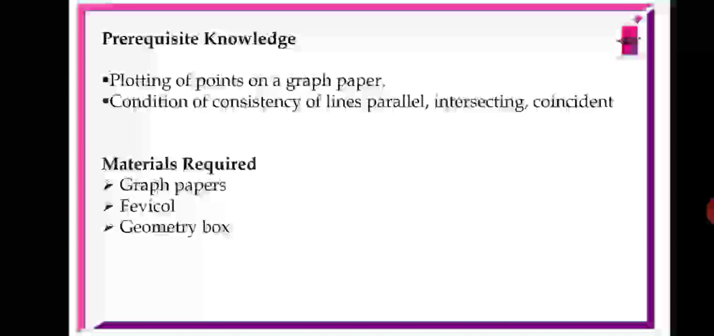The prerequisite knowledge you should have before doing this activity is, you should know how to plot points on a graph paper, and you should know consistency of lines: parallel, intersecting and coincident. Just now we discussed that condition of consistency. Now what are the materials required to do this activity? Graph papers, Fevicol or glue, and a geometry box.